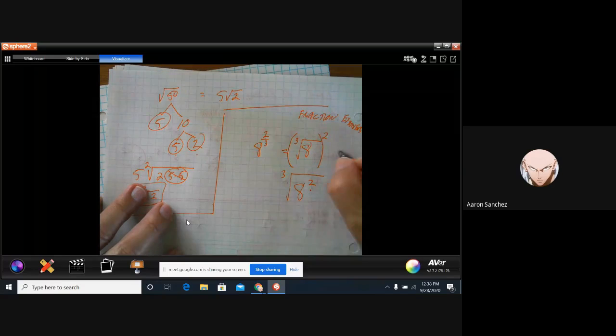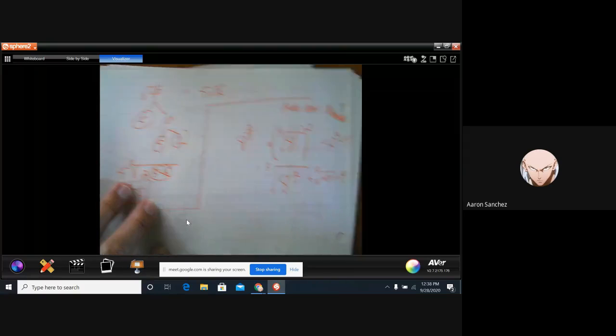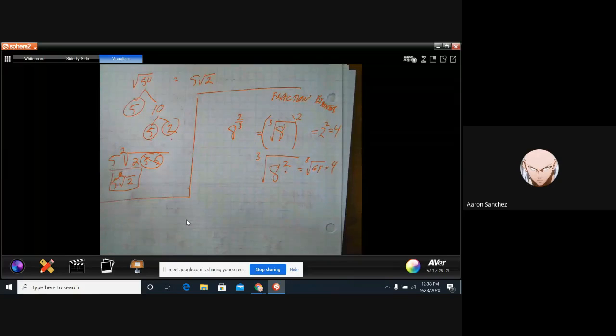Let's do this one first. What's the cubed root of 8? What can I multiply by itself 3 times to get 8? 2. 2 times 2 times 2 is 8. And then 2 squared is 4. Here, we can square 8, which is 64, and the cube root of 64 is also 4, right? So anyway, that's the fractional exponent.